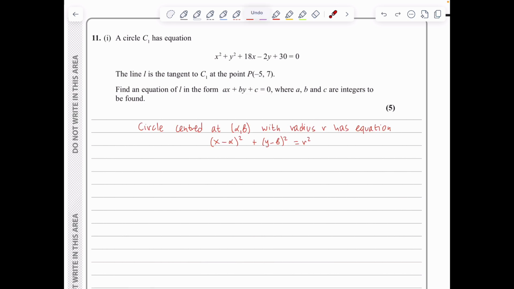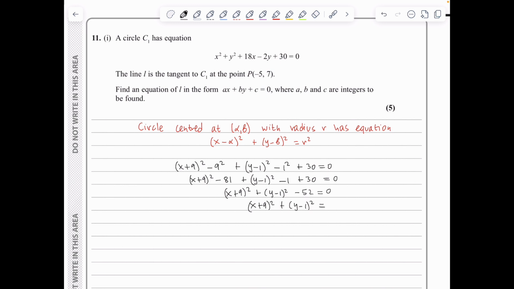Well, we know that the circle centered at alpha beta with radius r has equation x minus alpha squared plus y minus beta squared is r squared. So I will be completing the square here to determine the center of this circle. So we're looking at x plus 9 squared minus 9 squared plus y minus 1 squared minus 1 squared plus 30 is equal to 0. So we've got x plus 9 squared minus 81 plus y minus 1 squared minus 1 plus 30 is equal to 0. And therefore we've got that x plus 9 squared plus y minus 1 squared minus 52 is 0, which means that x plus 9 squared plus y minus 1 squared is equal to 52.